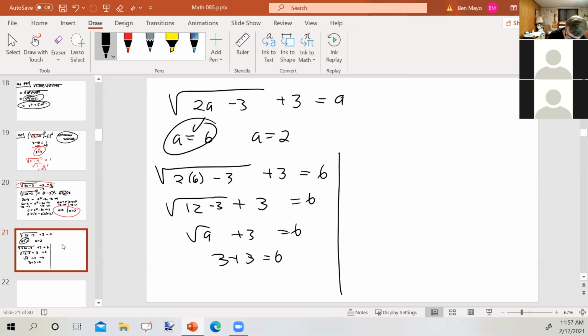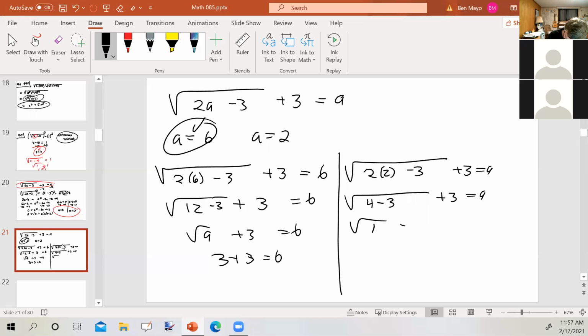Let's check the other one, the 2. The square root of 2 times 2 minus 3 plus 3 equals a. The square root of 4 minus 3 plus 3 equals a. The square root of 1 plus 3 equals a. Oh, what did I forget to do? I forgot to put the 2 in the place of a. Looks like I'm having a Monday here. Okay, sorry about that. We get 1 plus 3. My problem is I'm thinking ahead to the fact that this one doesn't work.